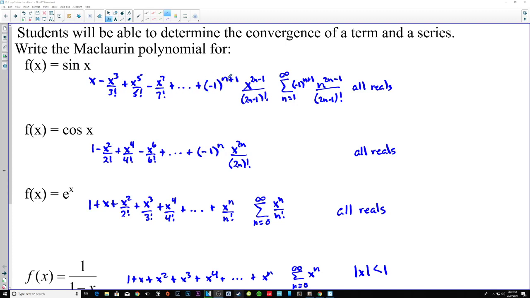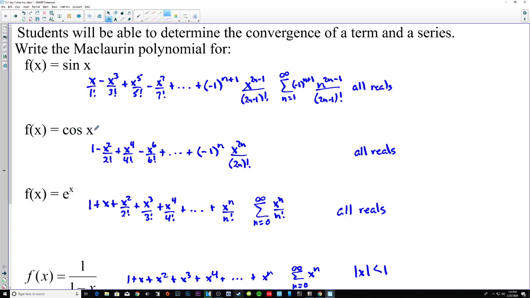So to write the nth term, we have negative 1 to the n plus 1. This starts out with a positive value, but I really want to start it with 1 because this down here is 1 factorial. Then we have x to the 2n minus 1. 2n makes everything even. Minus 1 makes everything odd. So then we have over 2n minus 1 factorial. Here it is written in summation notation, and the convergence is all reals.